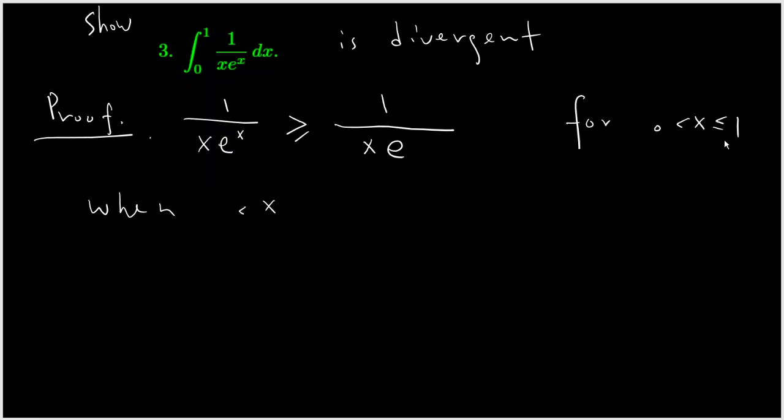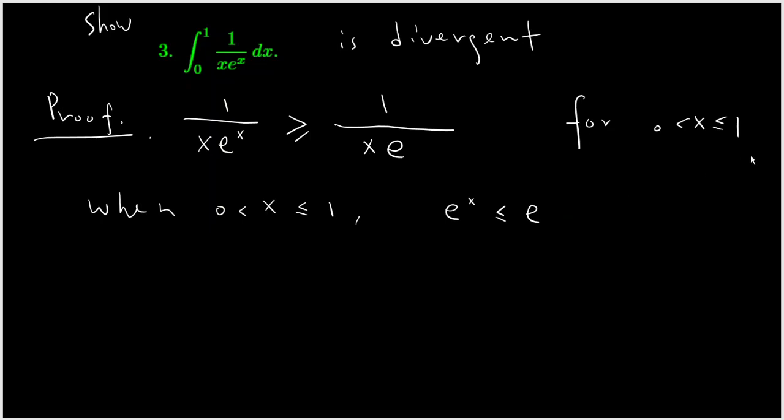When x is greater than 0 and less than or equal to 1, does that make sense? e to the power of x is less than or equal to e to the power of 1. So basically x is always in between 0 and 1. I'm going to replace x with the largest number on the interval. This inequality is true when x is greater than 0 and less than or equal to 1.